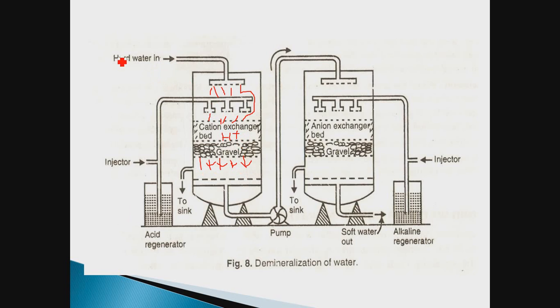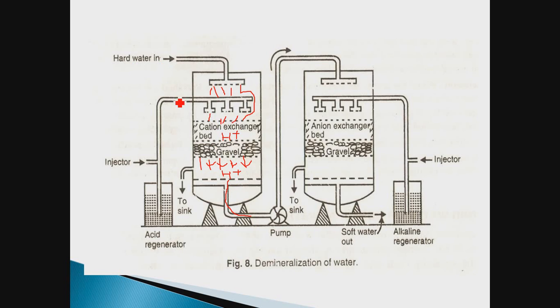Whatever hardness-causing ions are there in your hard water sample, they will be retained by this cation exchanger, and in turn this cation exchanger will give H+ ions to the water sample, okay? So now this water will move from here to here. So what is happening here?